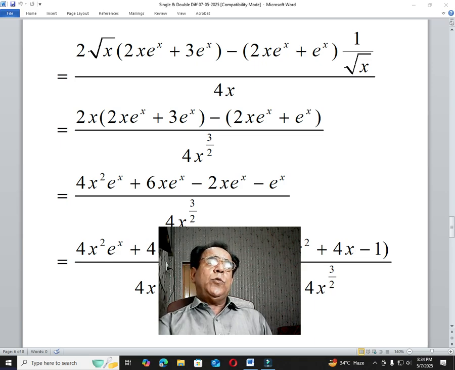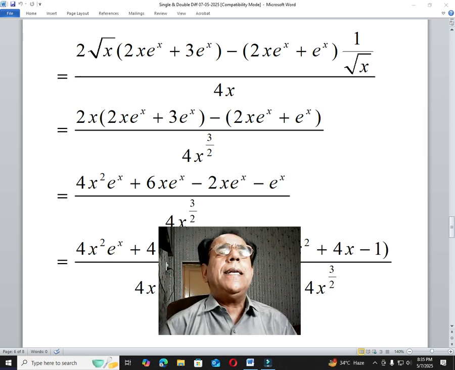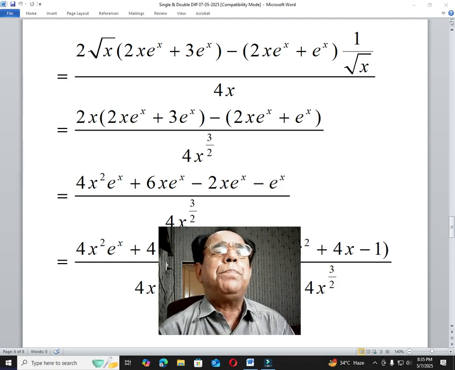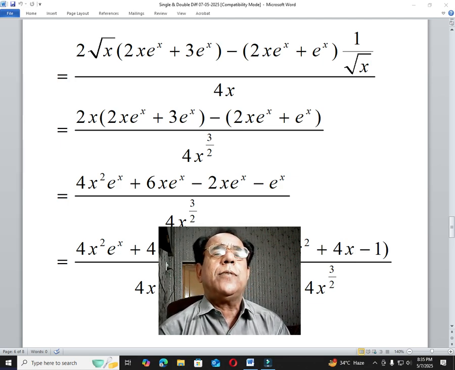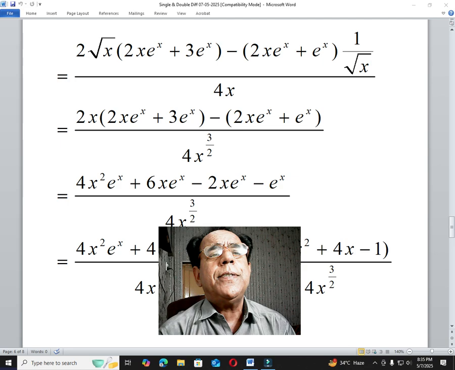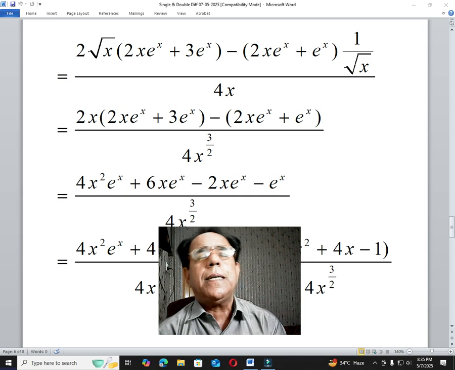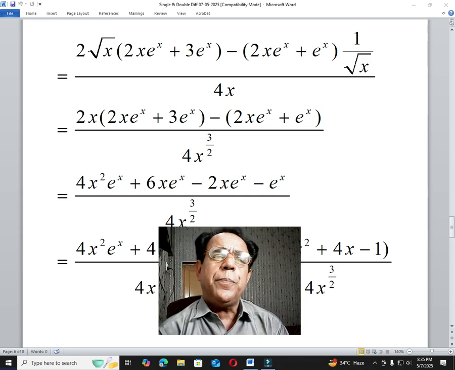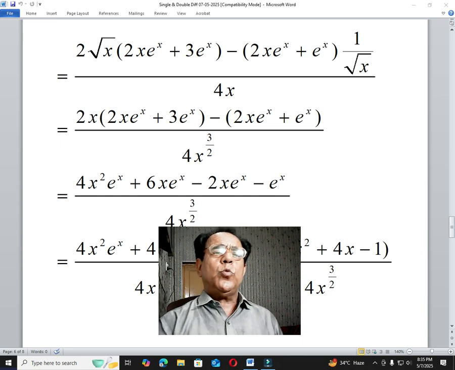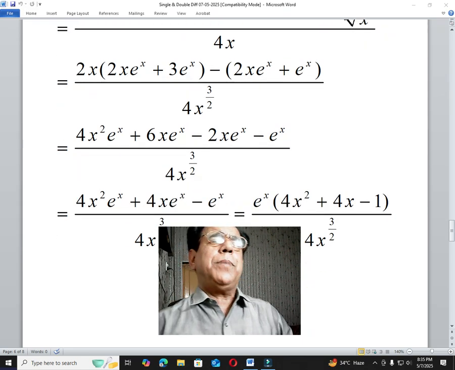And in the numerator, this square root of x when multiplied with square root of x, these two will combine and give the result simply x, pure x, without a square root sign. Okay, so 2x into (2x e^x + 3e^x) minus (2x e^x + e^x) over 4x raised to power 3 by 2. Next, just simplification.